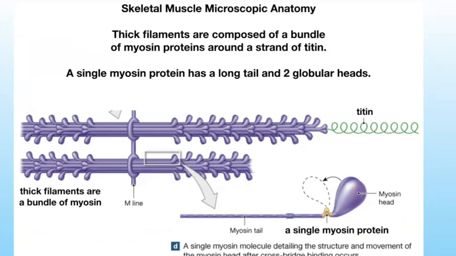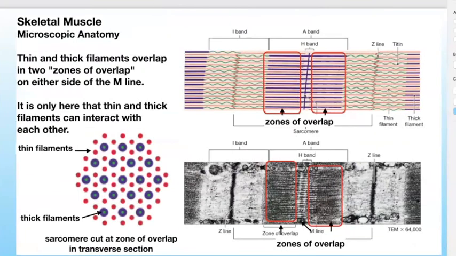A single myosin protein has a long tail and two globular heads. Thin and thick filaments overlap in two zones of overlap on either side of the M line. It is only here that thick and thin filaments can interact with each other.